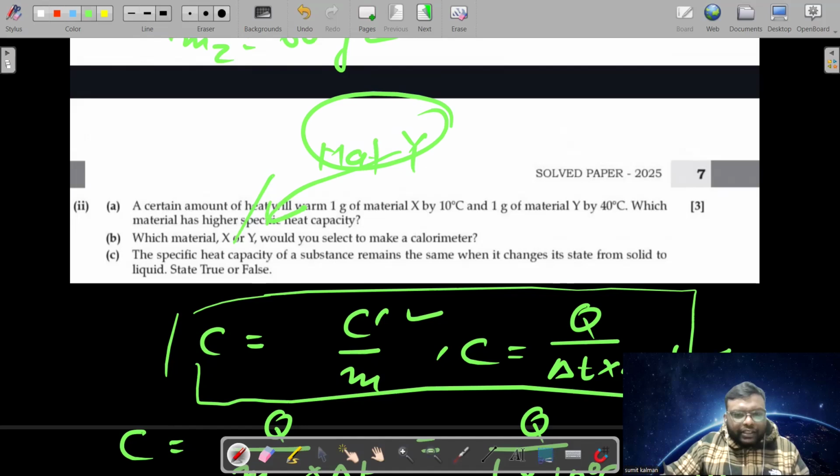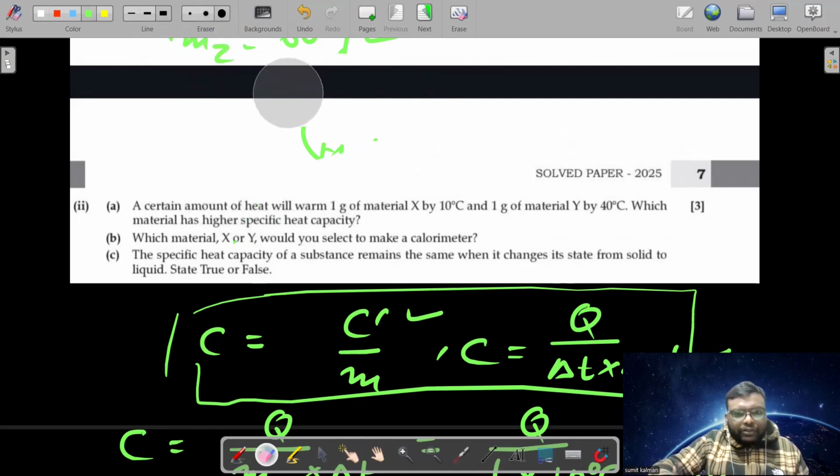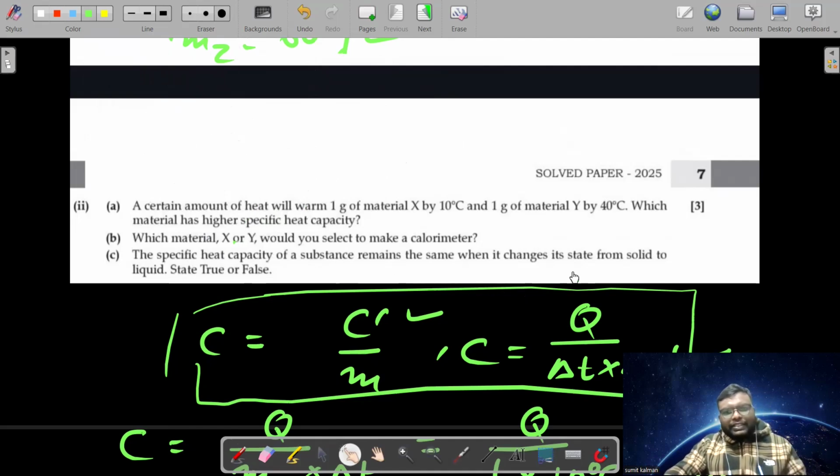So now next, they are asking a statement problem, that is true or false. The problem is: the specific heat capacity of a substance remains the same when it changes its state from solid to liquid. Now you have to state true or false.